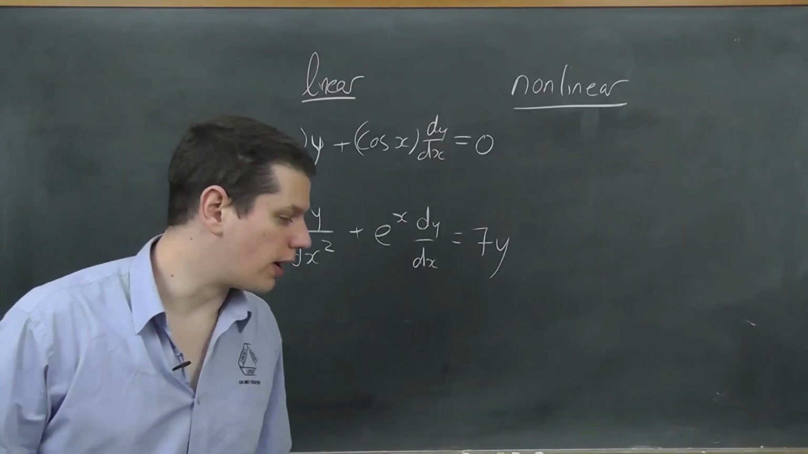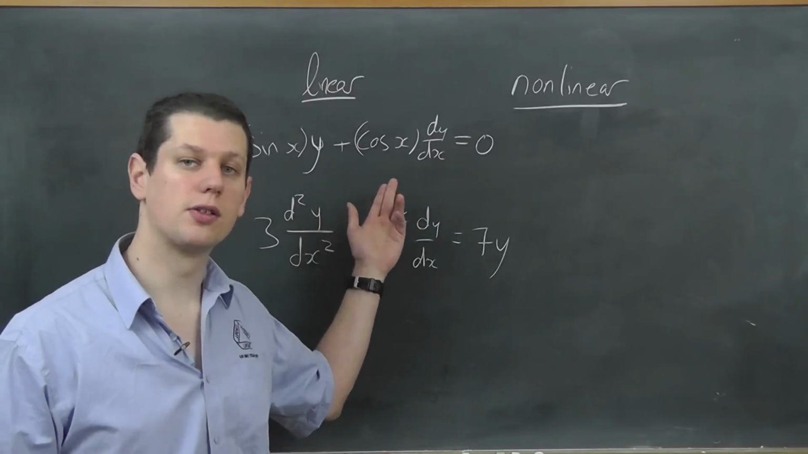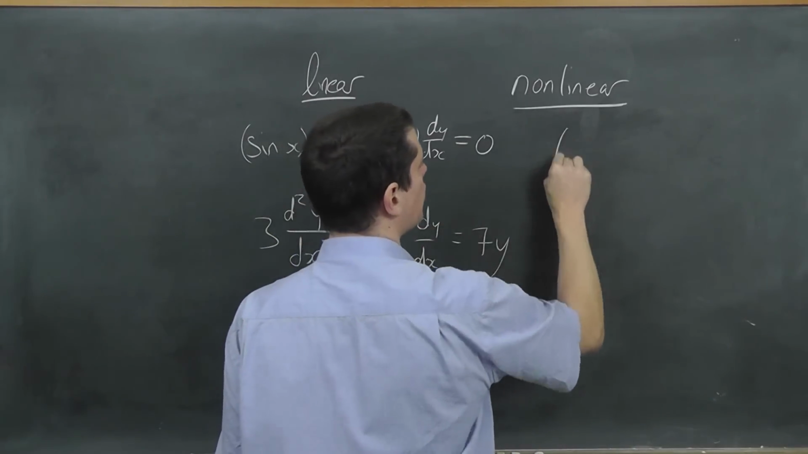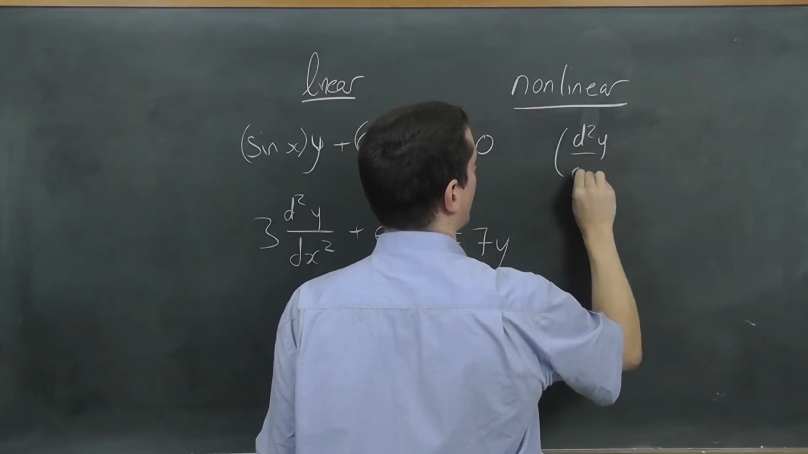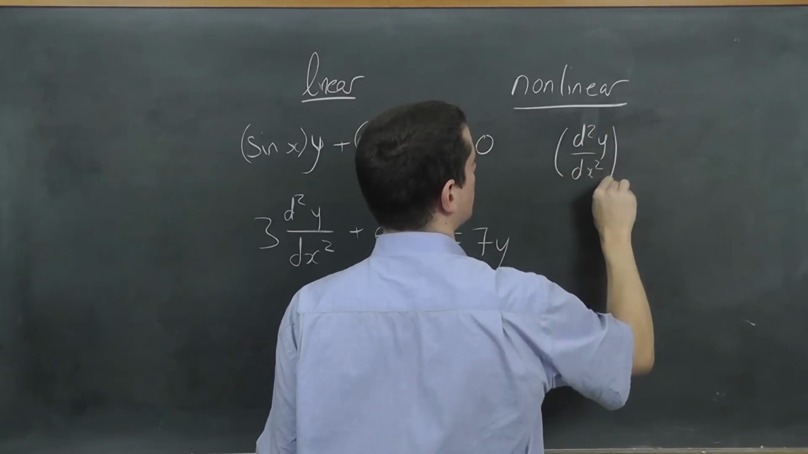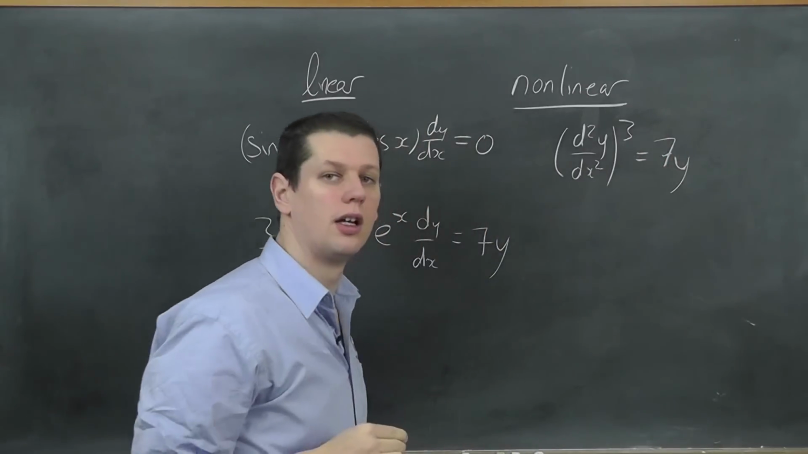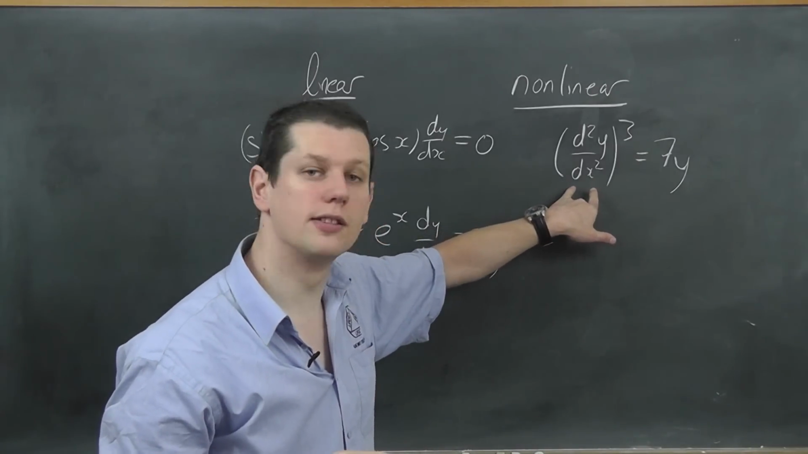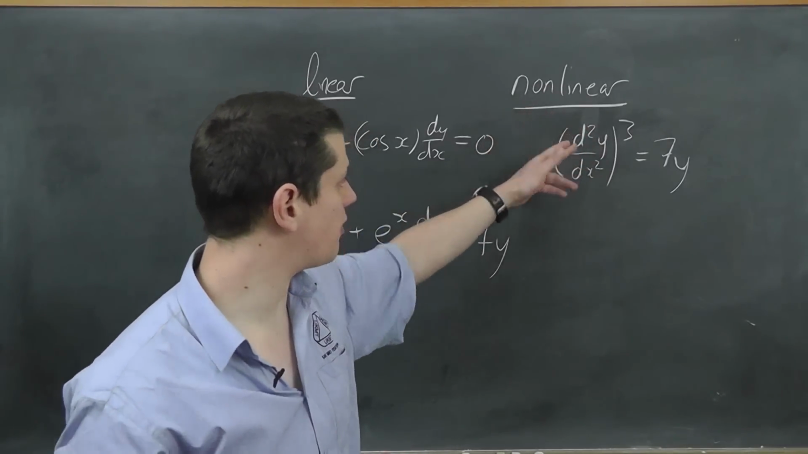A nonlinear equation, on the other hand, features things which aren't just functions of x multiplied by y, or one of its derivatives. So an example of a nonlinear equation would be (d squared y by dx squared) cubed equals 7y. So this is nonlinear because this term here isn't a derivative of y multiplied by a function of x, it's a derivative of y cubed.